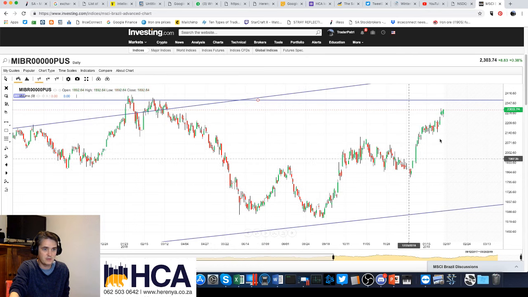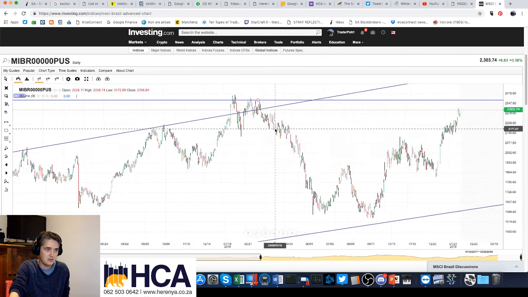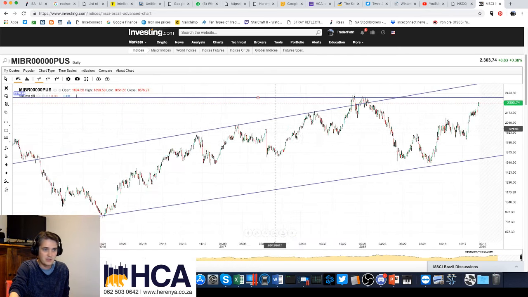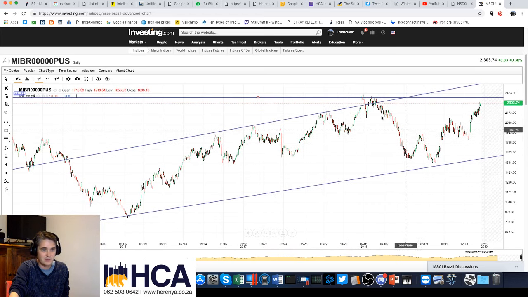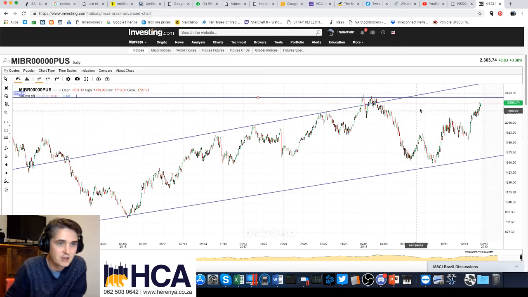That could be an inverse head and shoulders, could, but it's not at the bottom of it. Well, it's kind of at the bottom of the downtrend, but it's not really. So I'd ignore that. Don't quote me on that. So yeah, I don't know.